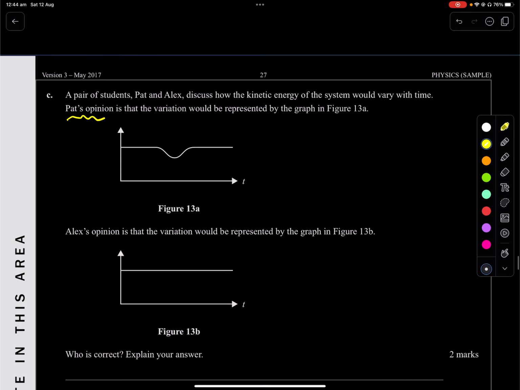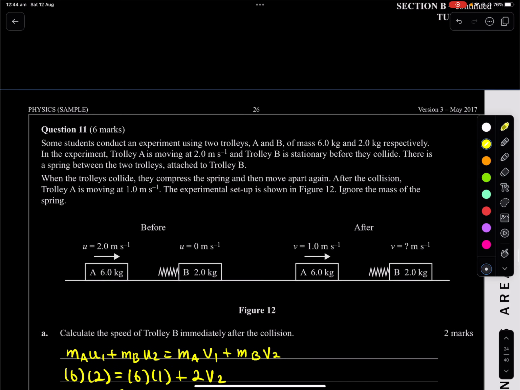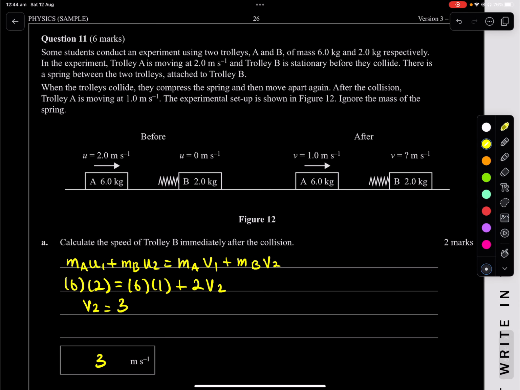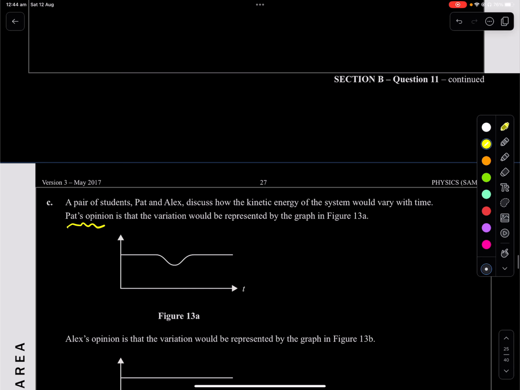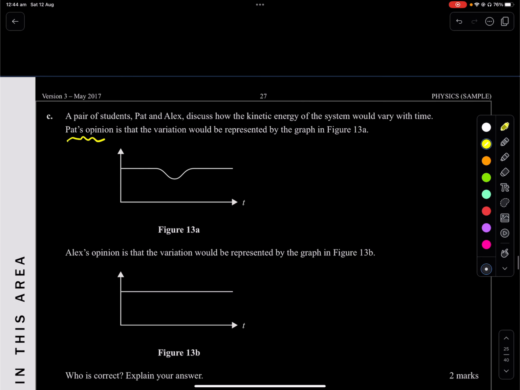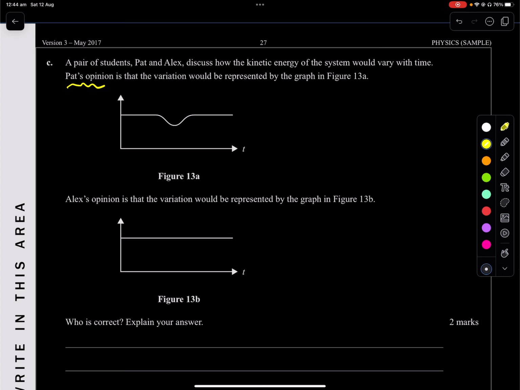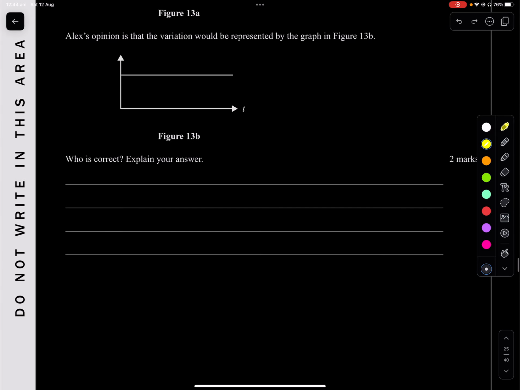But because there was a spring, when they collided and the spring compressed, some of that kinetic energy was transferred to elastic potential energy. So that's why there should be some loss. And gradually, after they get off, as the spring recompresses, the elastic potential energy is transformed back into kinetic energy, and that's why you see it goes up again to its normal state. So what can we say? Pat is correct.